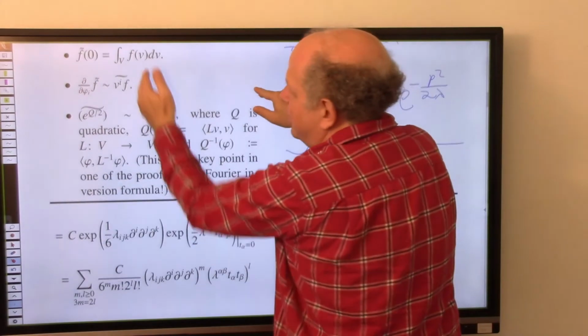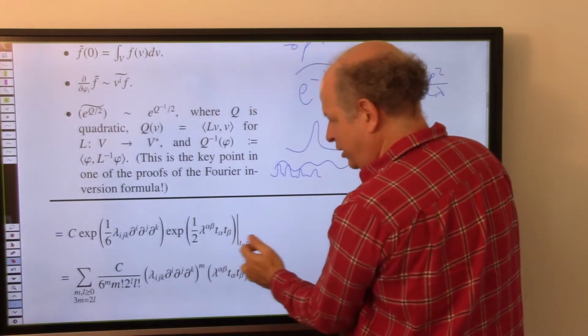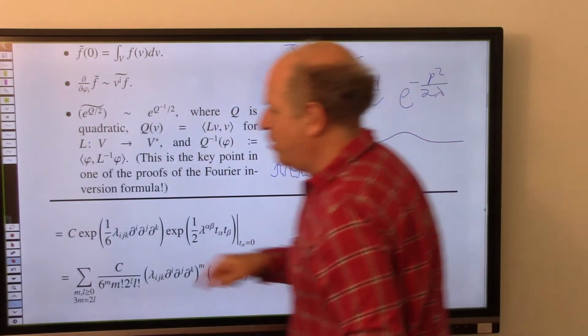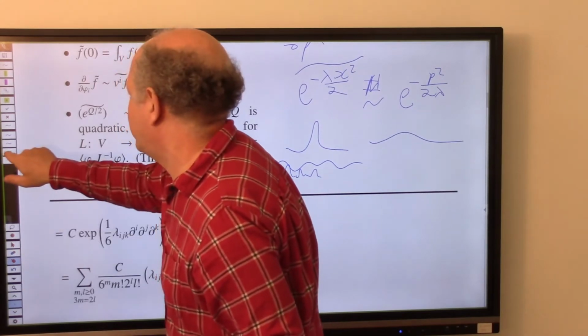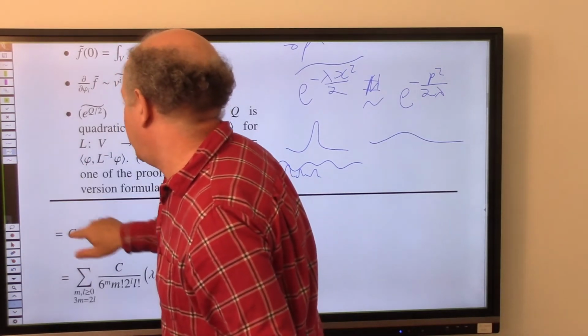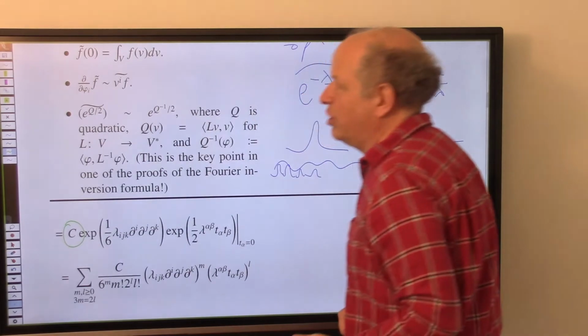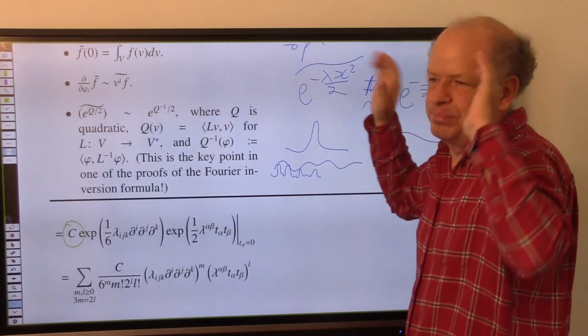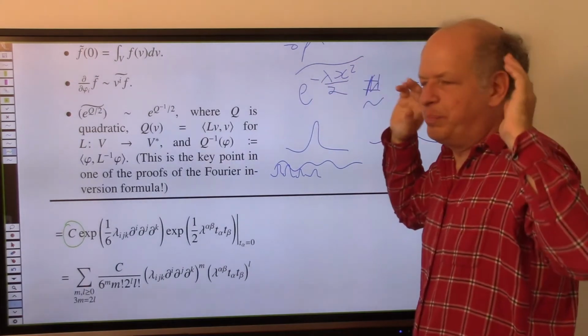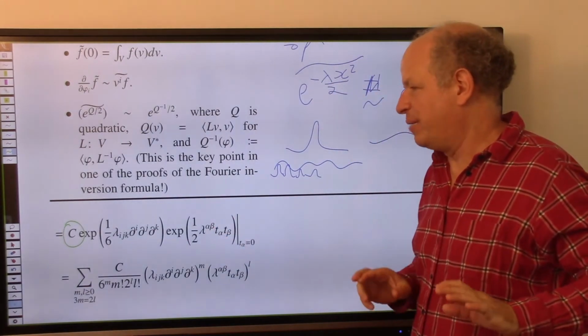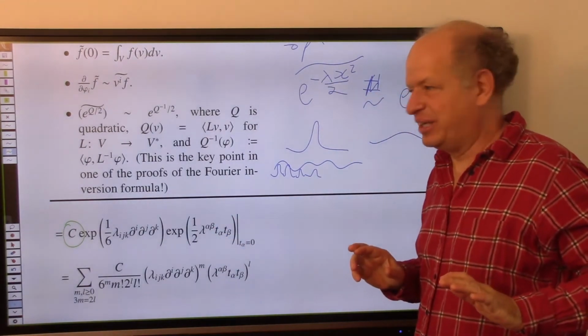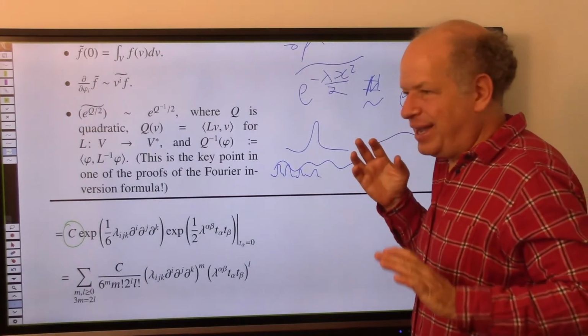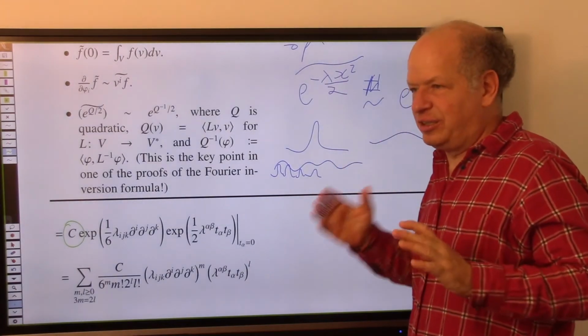Integration was evaluation at 0, so I need to evaluate all of this at 0. And finally, there is a constant of proportionality, which we call C, but in fact it's the same C that I've defined before. It's some power of pi multiplied by some determinant of lambda. Okay? Now, again, I don't know if you appreciate it or not.